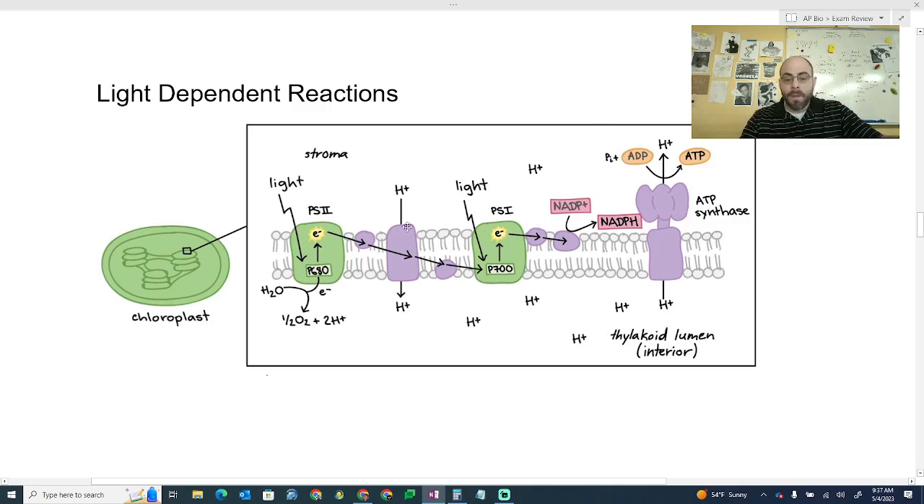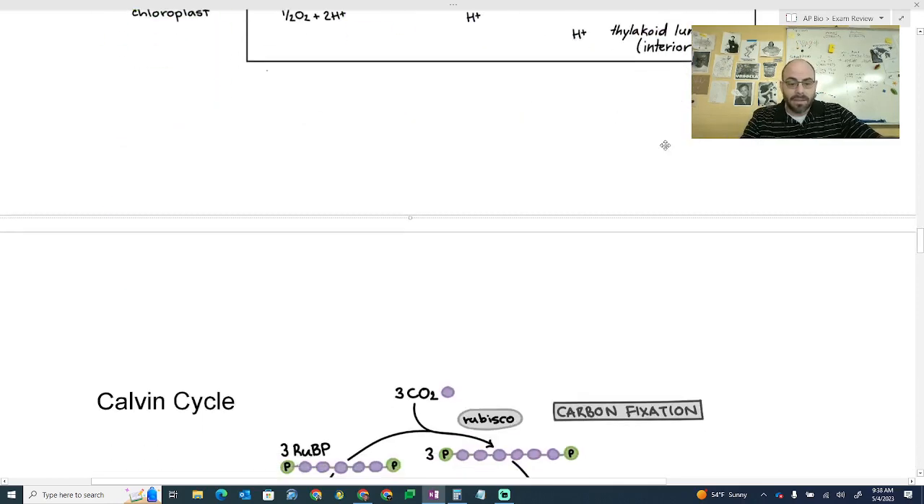That is important. We're going to talk about where those electrons originate as well. And then that concentration gradient is going to be used by this molecule here, ATP synthase, one of the most important proteins in the body or in any living system, because this protein is basically going to facilitate diffusion across this membrane, from high concentration in the lumen to a low concentration outside the lumen, and that concentration gradient is going to be used to create ATP. That ATP is headed to the Calvin cycle to do ATP things.